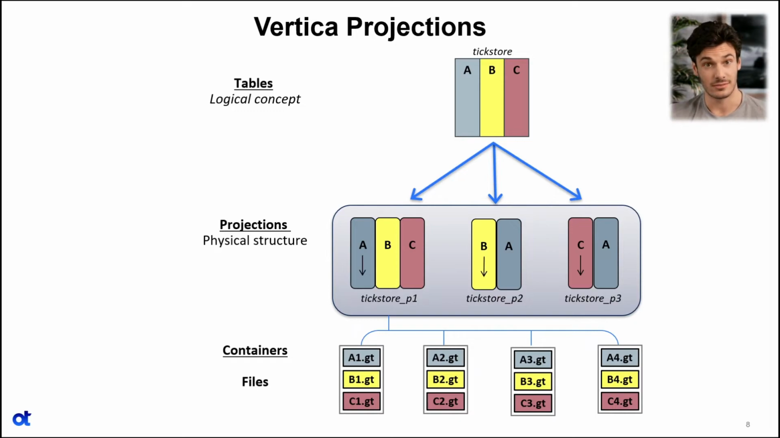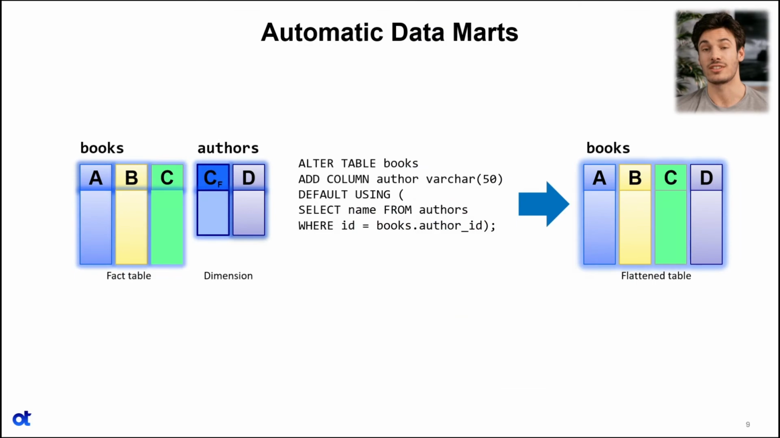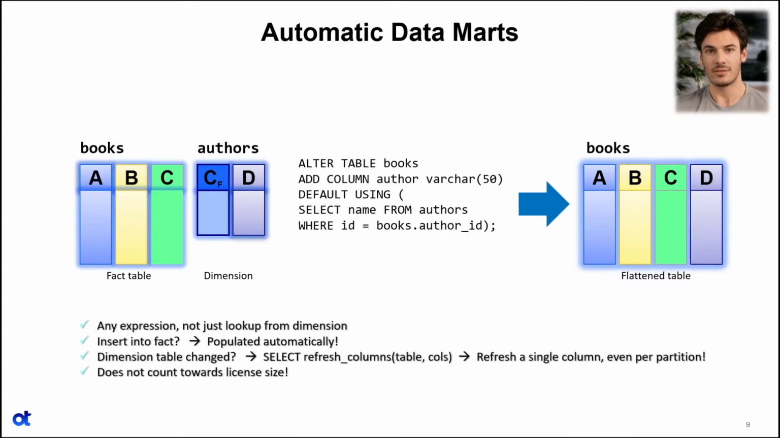In traditional databases, joins often hurt performance, even with optimizations like merge joins and column stores. That is where automatic data marts or flattened tables come in. In Vertica, you can flatten a table by creating calculated columns that pull values from other tables, essentially pre-joining the data. This boosts performance for frequently joined queries and avoids repeated computation. When data changes, only the affected parts need refreshing, making it efficient. These flattened columns do not use extra storage, so you save on both time and cost, especially with column store and partitioning.